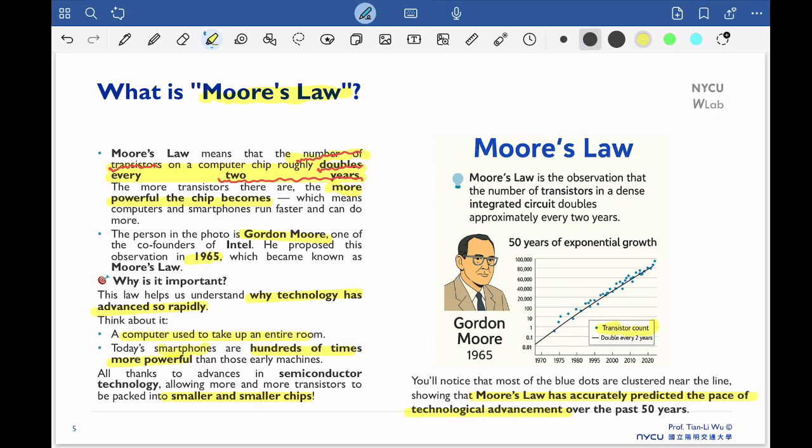And then we hope that in the future we can still keep the same pace as Moore's law. That means that we will have more and more incredible semiconductor chips that can be produced for the benefit of society, for the benefit of humans in daily life. So that's why Moore's law matters.